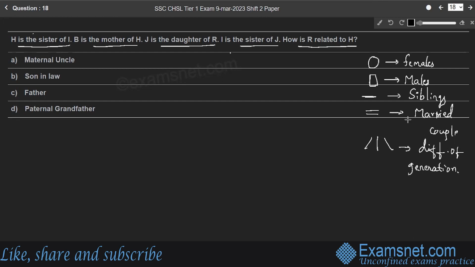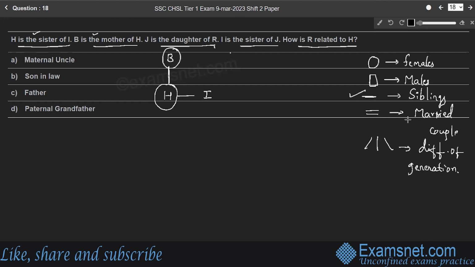Now consider the given information. H is the sister of I. So H and I are siblings, and we use a single horizontal line. Since H is a sister, H is a female. Use the circular symbol. B is the mother of H. So for B and H, use a vertical line, difference of generation. B is the mother, therefore B is a female.